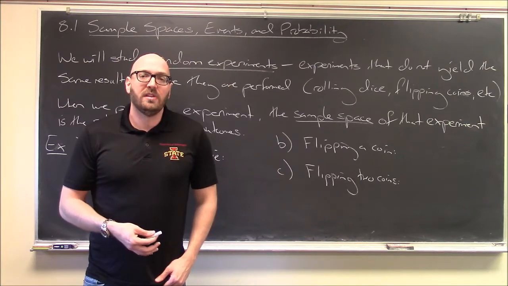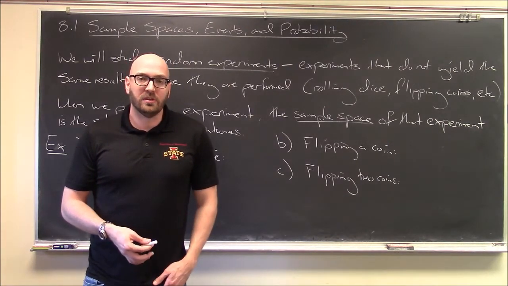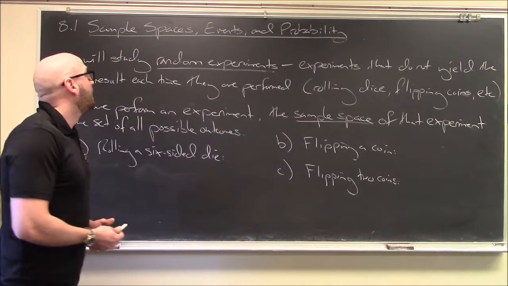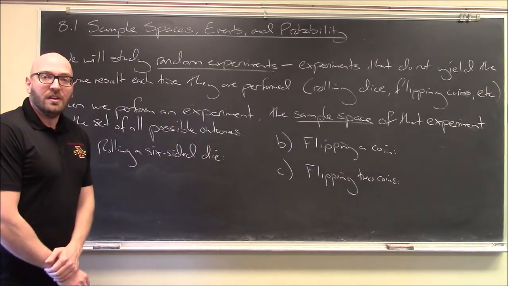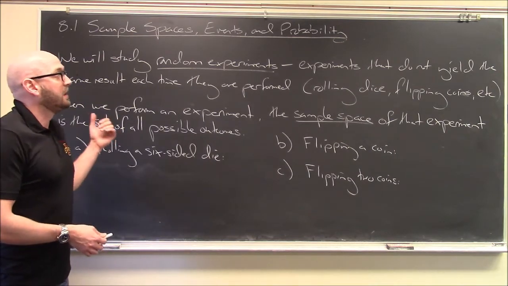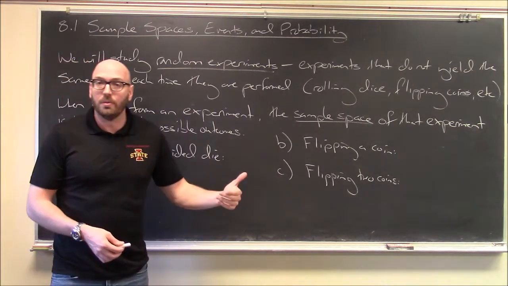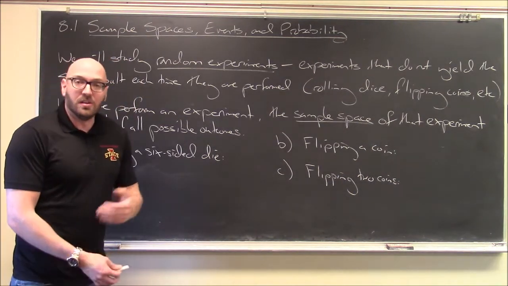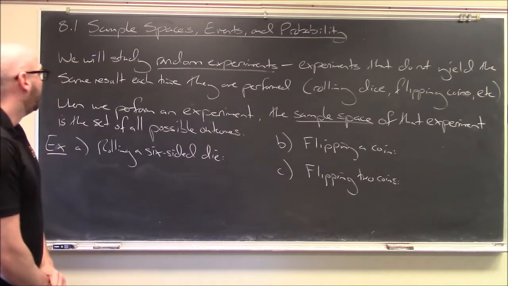Now that we've reviewed the basics of set theory, we're going to spend the next couple of weeks looking at probability, and in particular measuring the probability of outcomes of what are called random experiments. So these are experiments where the outcome is truly random. They don't yield the same result no matter how carefully they're performed. Things like rolling dice and flipping coins are random experiments.